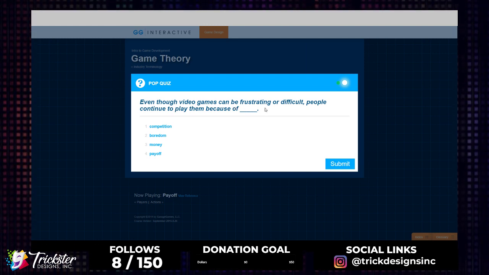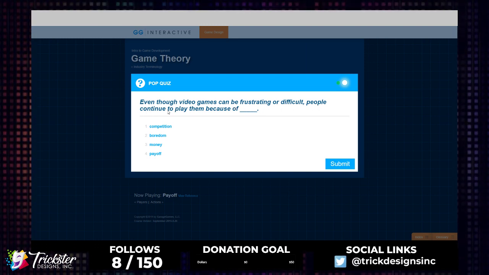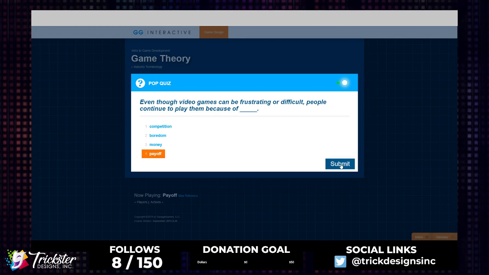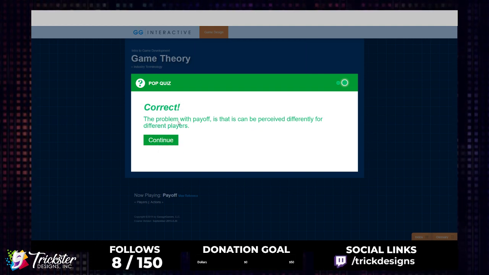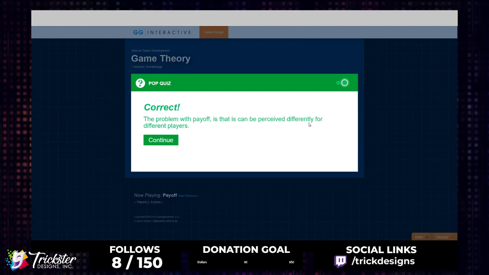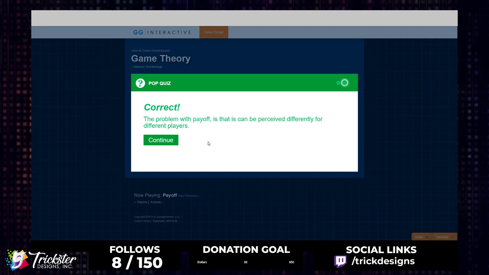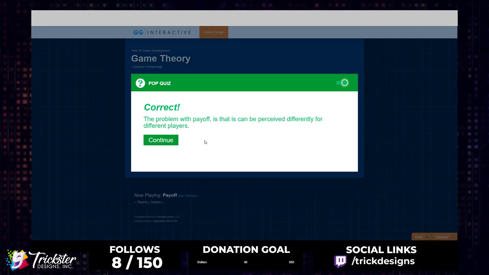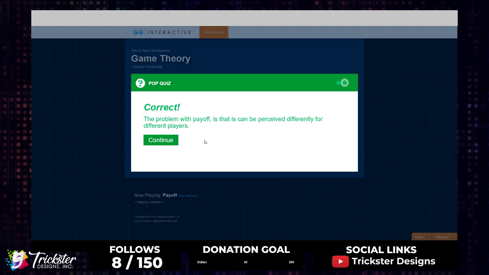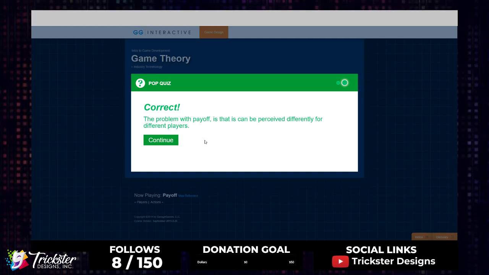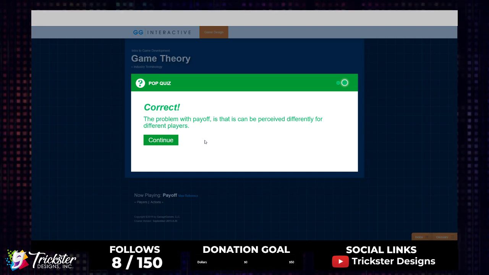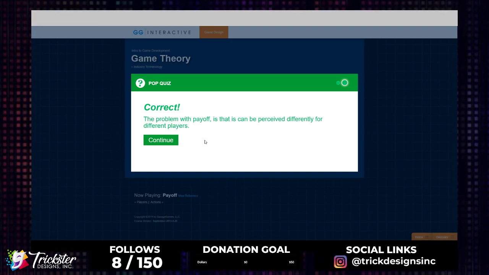Even though video games can be frustrating or difficult, people continue to play them because of payoff. The problem with payoff is that it can be perceived differently from different players. Yes. And again, human behavior is not entirely predictable, though actions can be predictable.